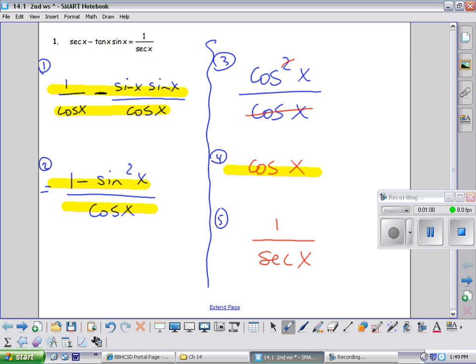And in step 4, that leaves me with cosine x. And I keep looking. Well, how do I get that to 1 over secant? Well, that is the reciprocal. So 1 over secant is cosine x.